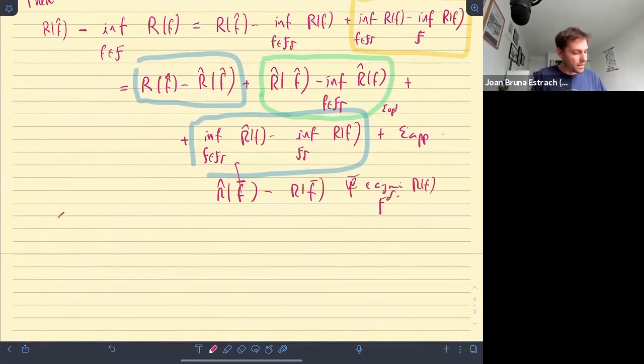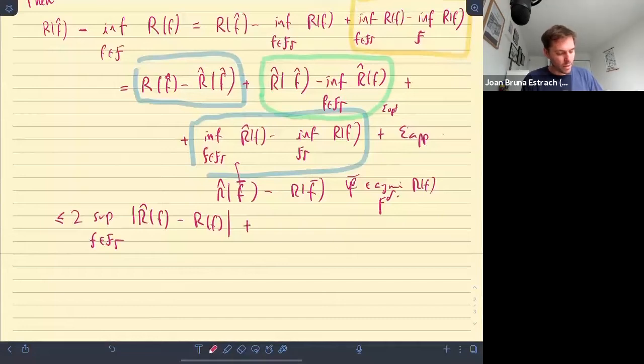And so what we see is that this is actually smaller than two times, let's look at this, the largest fluctuation, right? We can just pack everything into this sup and we just look at the largest deviation between the empirical version and the population version. And then we have the approximation error plus the optimization.